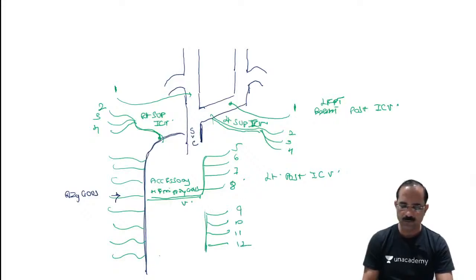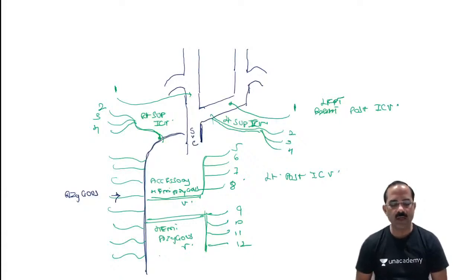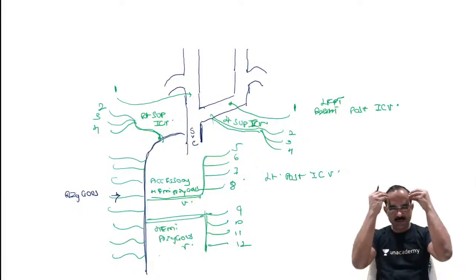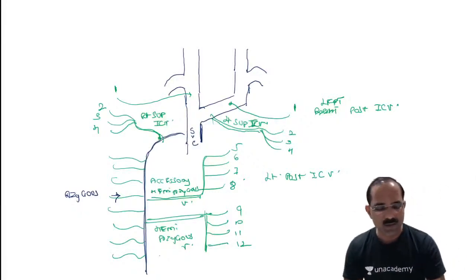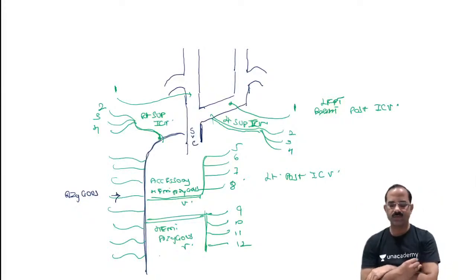9, 10, 11, 12 join to form the hemiazygos vein. So 5, 6, 7, 8 join to form the accessory hemiazygos, and 9, 10, 11, 12 join to form the hemiazygos, and both these veins drain into azygos. Students, this diagram should be imprinted in your brain. This is very important.